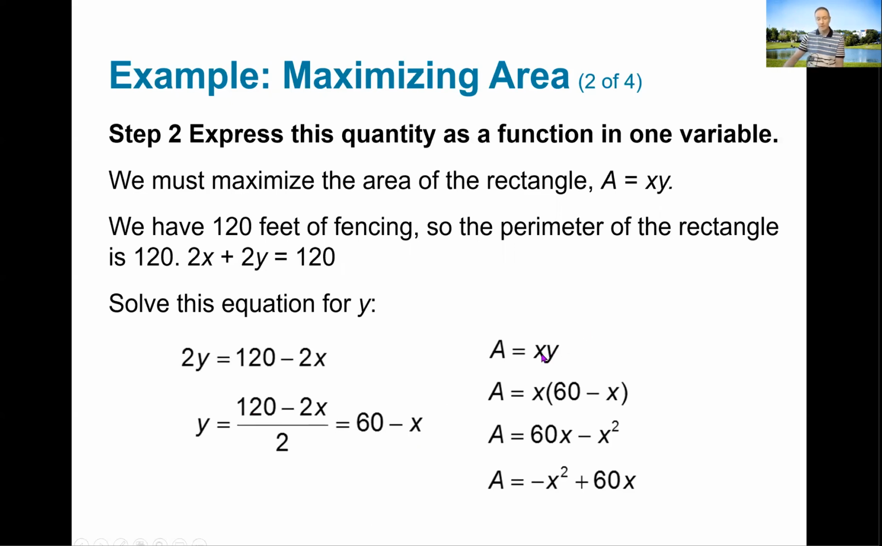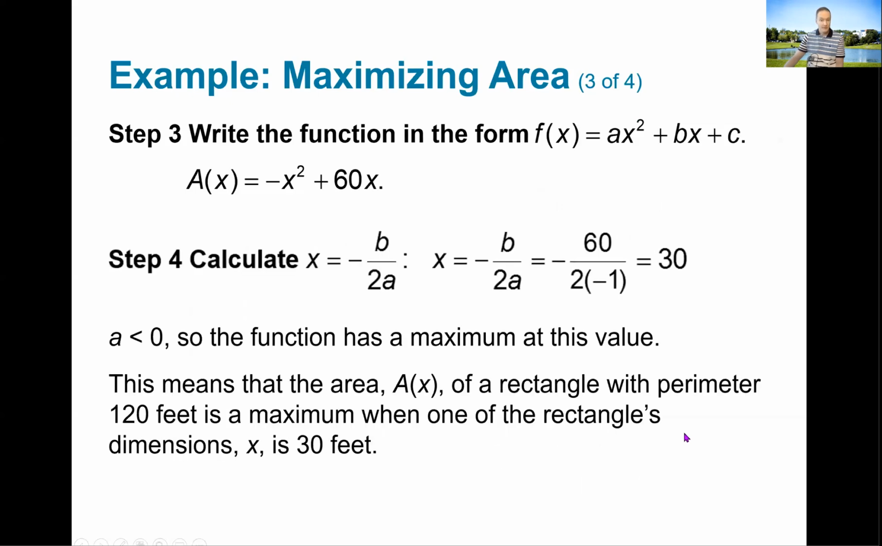So now I can go over to my area formula. Width times length, x times y, turns to x times 60 minus x. I distribute this x through the group and get 60x minus x squared. It's probably better to write that in quadratic form with descending order. So negative x squared plus 60x. Now, this is in the format of ax squared plus bx plus c. I have negative x squared plus 60x.